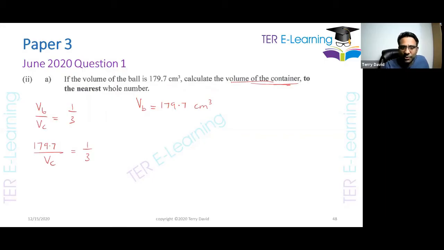So I told you guys in class, when you have an expression that looks like this, all we need to do is cross multiply. So VC by 1 is going to give me VC, and that should equal 179.7 multiplied by 3. So we just cross multiply. That's all we do. And they want it to the nearest whole number. If you work that out to the nearest whole number, it's going to be 539 cm cubed. So that's how we're working out this piece. We're using the answer we got in the previous part to work this out.